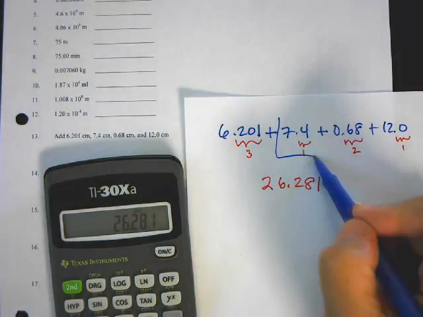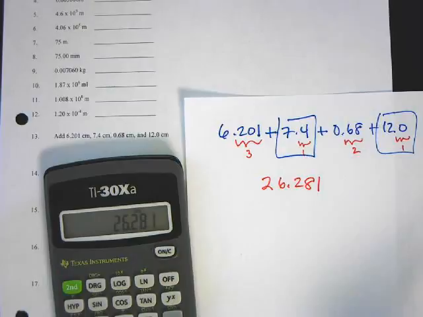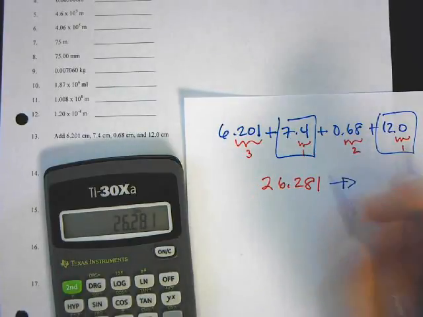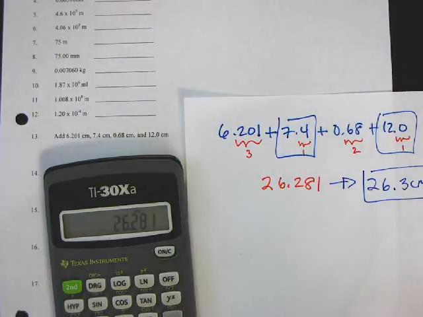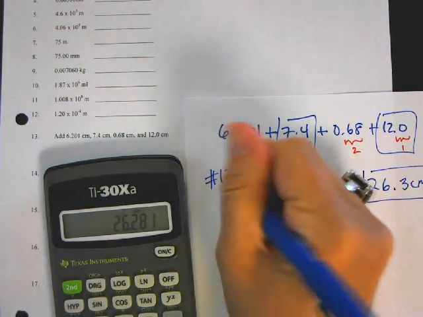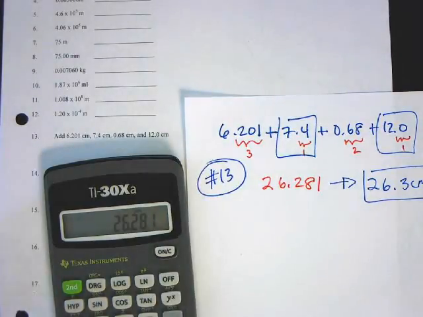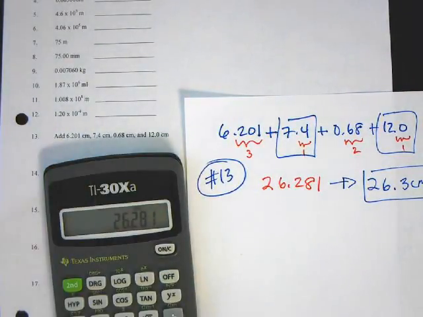But now what I'm going to do is I am going to round to the least precise value. So the least precise is what? 1 past the decimal point. So I'm going to round my final answer to 26.3 centimeters. And that's my final answer. This was number 13 from the homework. So the addition and subtraction are both done that way.